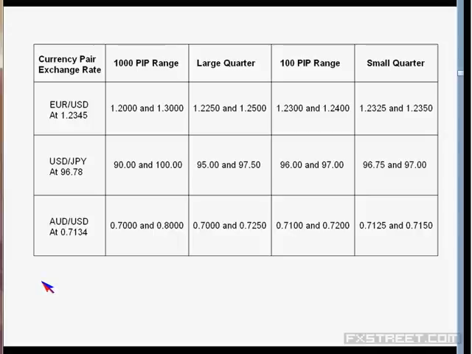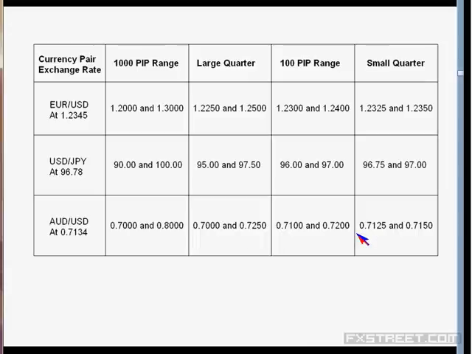Let's take a look at the example with the Aussie versus the US dollar at 0.7134. That will be the 1,000 pip range between 0.70 and 0.80. What will be the large quarter then? At 0.7134, that will be the large quarter between 0.70 and 0.7250. What about the 100 pip range? At 0.7134, that will be the 100 pip range between 0.71 and 0.72. And then the smallest quarter would be 0.7125 to 0.7150.